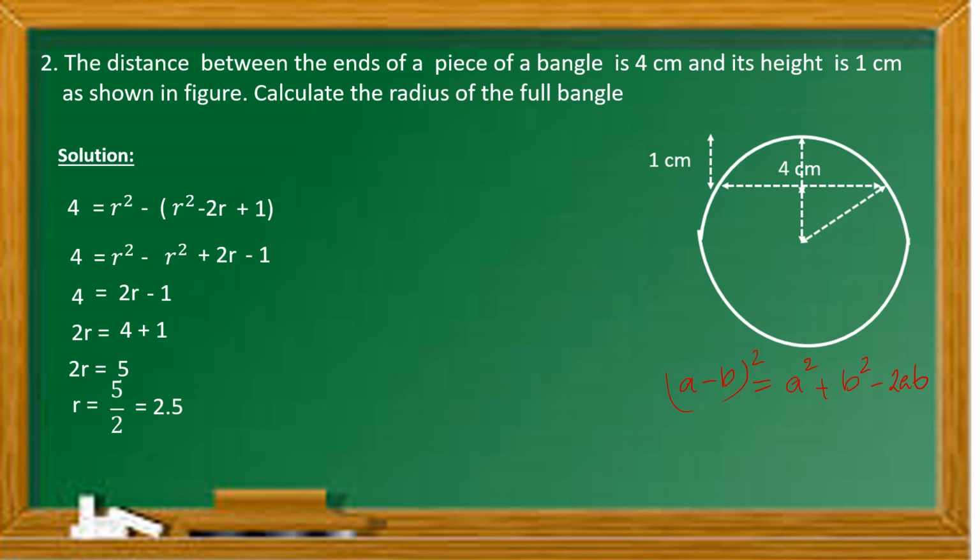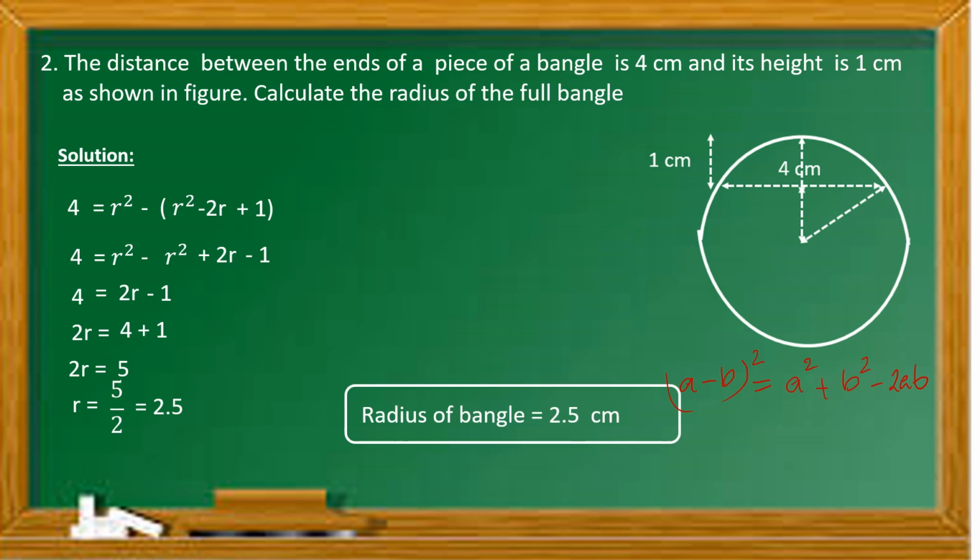So what is this r? We took this as the radius of the circle, isn't it? So we got the radius of the bangle as 2.5 centimeter. So this is how we use the formula to find the radius. You can use this formula to find the radius, length of chord and perpendicular distance.